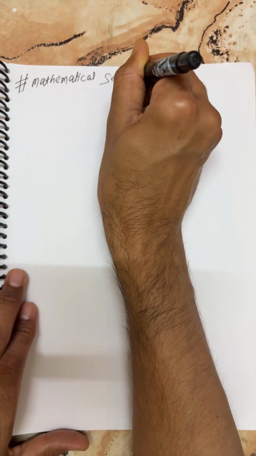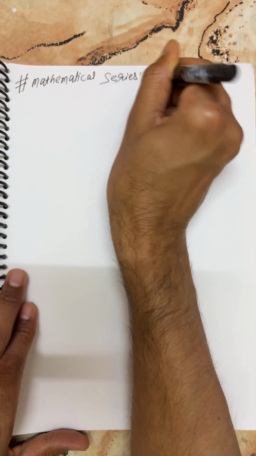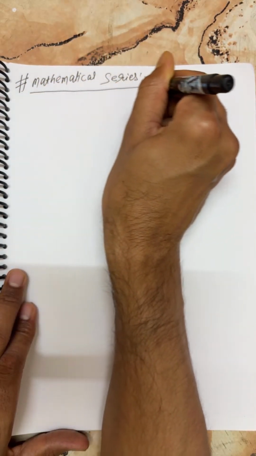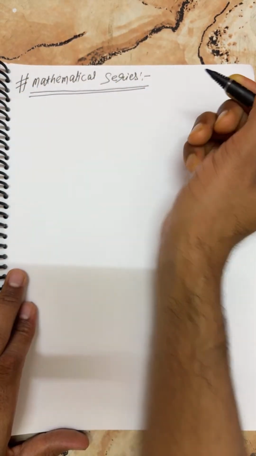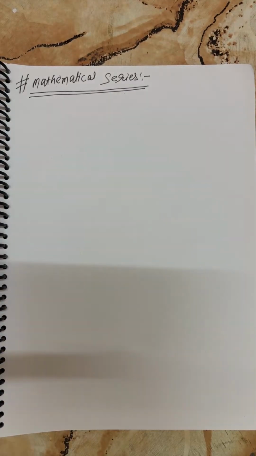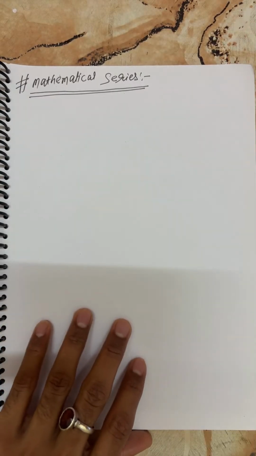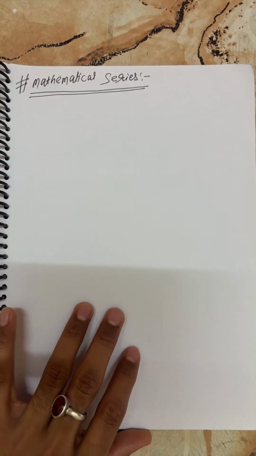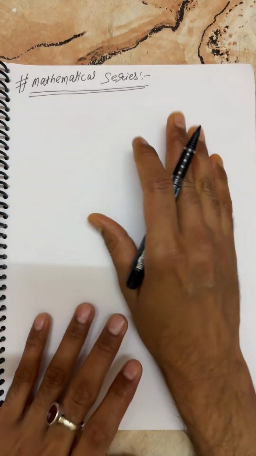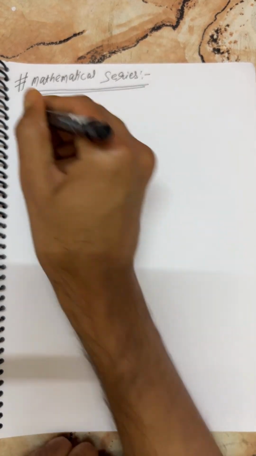Mathematical series. We have three kinds of series: arithmetic progression, geometric progression, and harmonic progression.